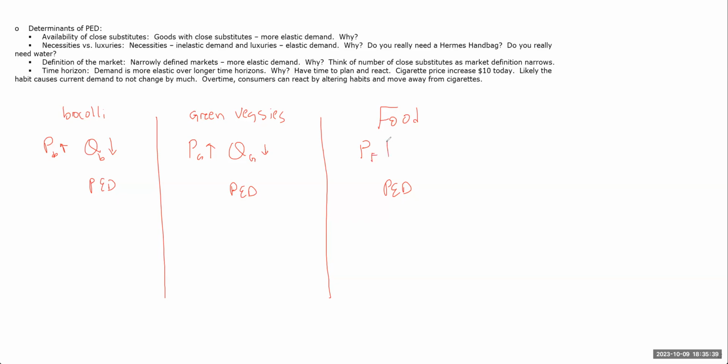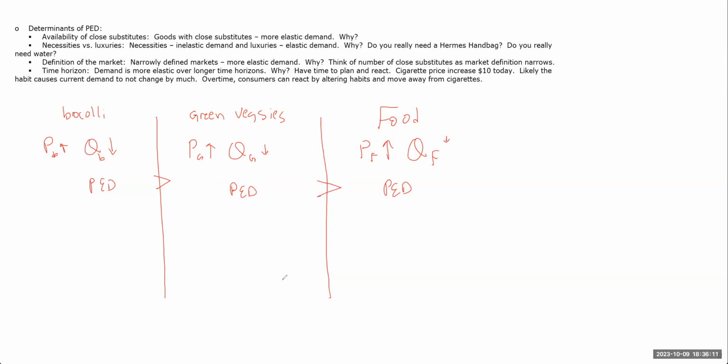Price of food goes up. Your consumption of food is probably only going to fall by a tiny bit, if at all. You need food to survive. It's a necessity. Not many close substitutes. So when the price of food goes up, you just deal with it. You eat food and you pay more. So the price elasticity of broccoli is higher than the price elasticity of green vegetables. And that one is higher than food.